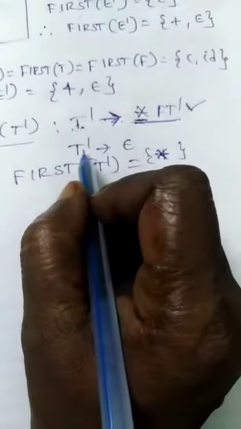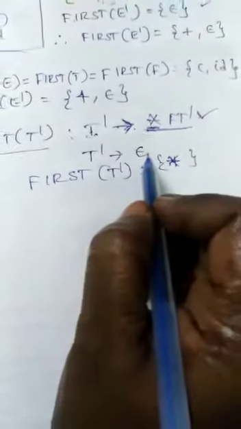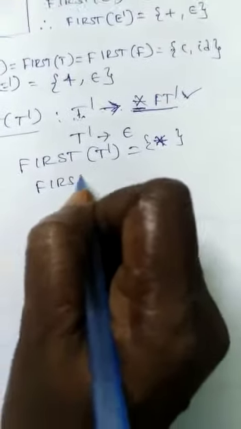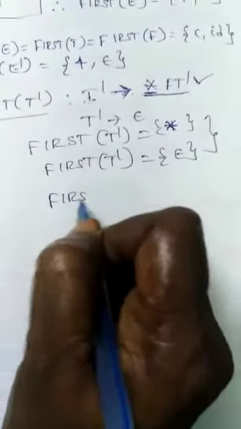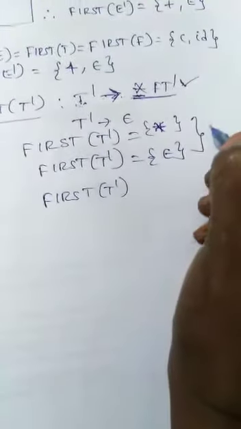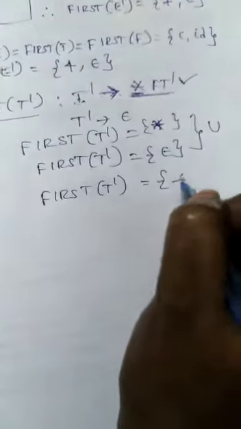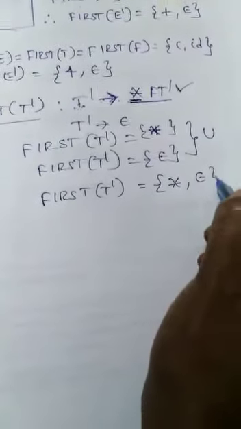So first of T dash, using this production T dash tends to star F T dash, equal to star. Again the second production is T dash tends to empty. So automatically first of T dash equal to empty. Combining these two statements, first of T dash, the union of these two, equals star comma epsilon.